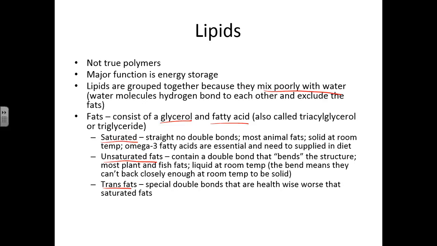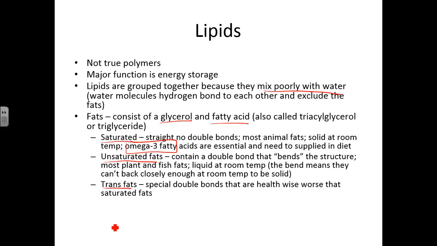Omega-3 fatty acids are essential and need to be supplied in the diet. You can get those usually in fish. Although I did read an article recently about how tilapia nowadays, it's so common that it's often created on fishing farms. Like, it's not fished naturally in the wild. They have farms for it. And because of the way that they farm them, they actually really don't have the omega-3 fatty acids. So there's really no benefit to eating them anymore.